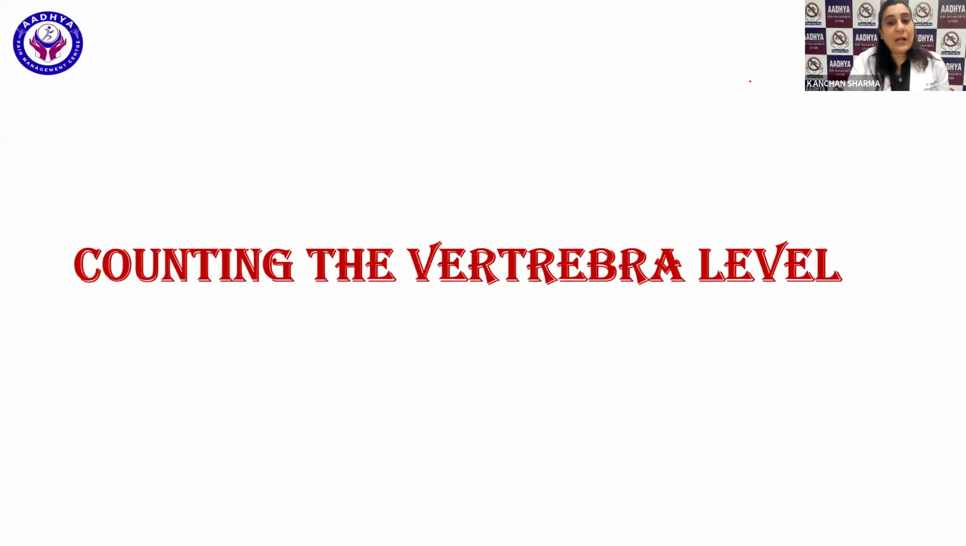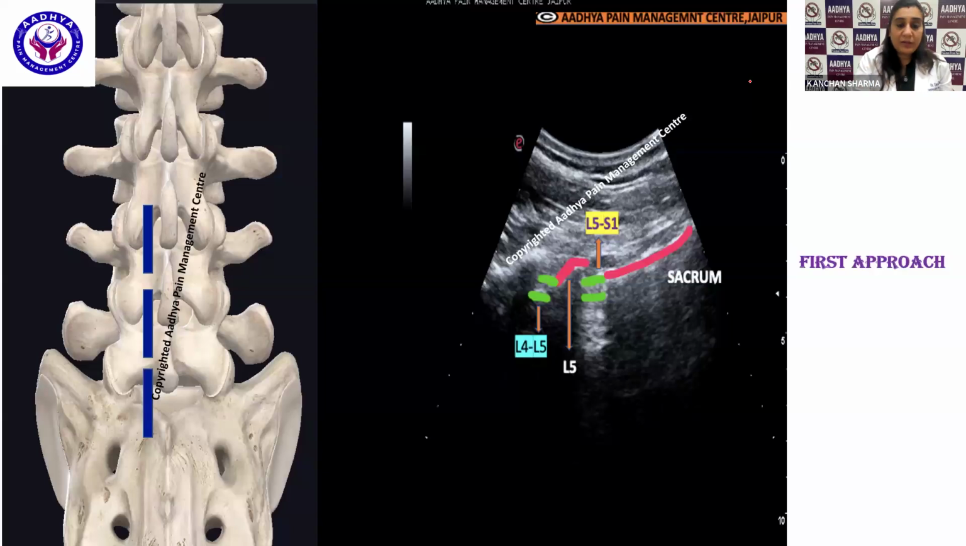Then how will you count the vertebra? This is very important. When your probe is over the lamina, you keep on going down, down, down. Once your probe is over the L5 lamina, if you go more, you will be able to see the sacrum as a straight line.